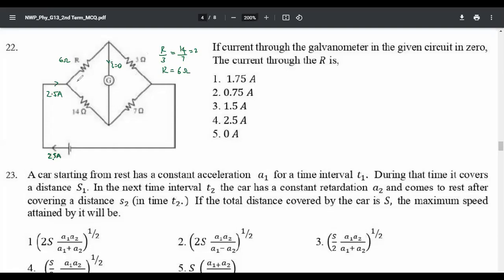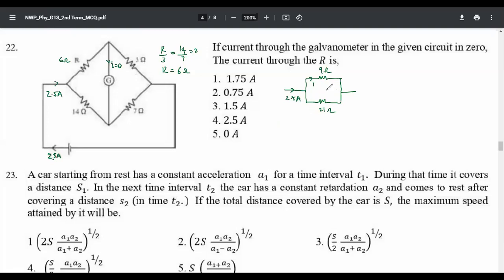No current is going through this. Therefore, you can change this circuit to a circuit like this. How? This will be 9 ohm and this will be 21 ohm. Right. So current is 2.5 ampere. Here the current is I1. Here the current is I2. You know I1 plus I2 is equal to... Okay, we'll take it this way. We'll not unnecessarily introduce anything.